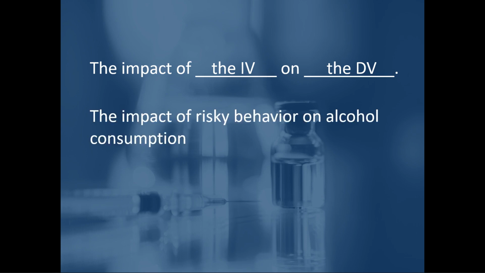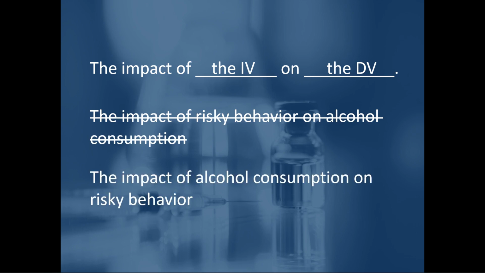So you can think of the independent-dependent relationship with the sentence, the impact of blank on blank. And in the first slot, we'll put the independent variable, and in the second slot, we'll put the dependent variable. In our first example, we weren't investigating the impact of risky behavior on alcohol consumption, but instead we are looking at the impact of alcohol consumption on risky behavior.